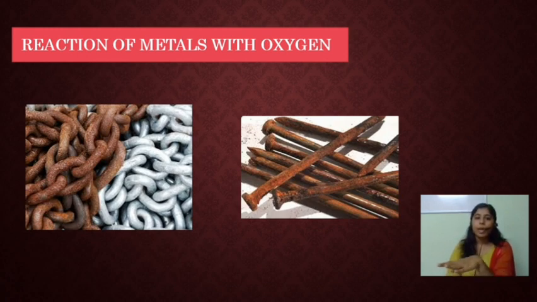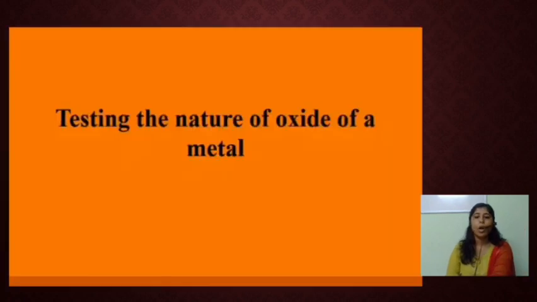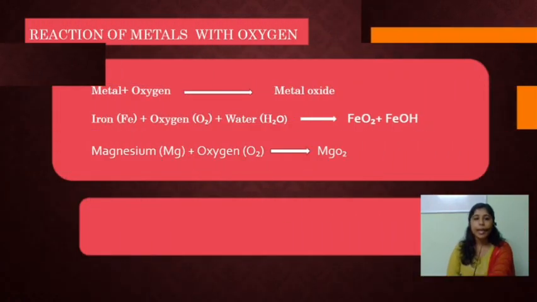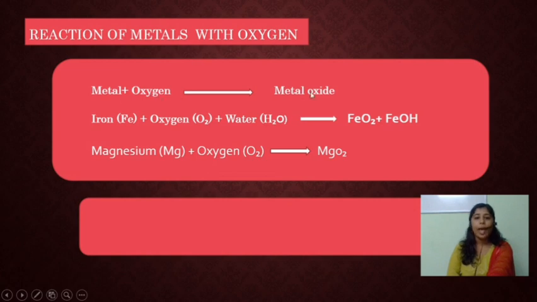Like this, all metals react with oxygen and form metal oxide. Rust is an example of a metal oxide, that is, iron oxide.